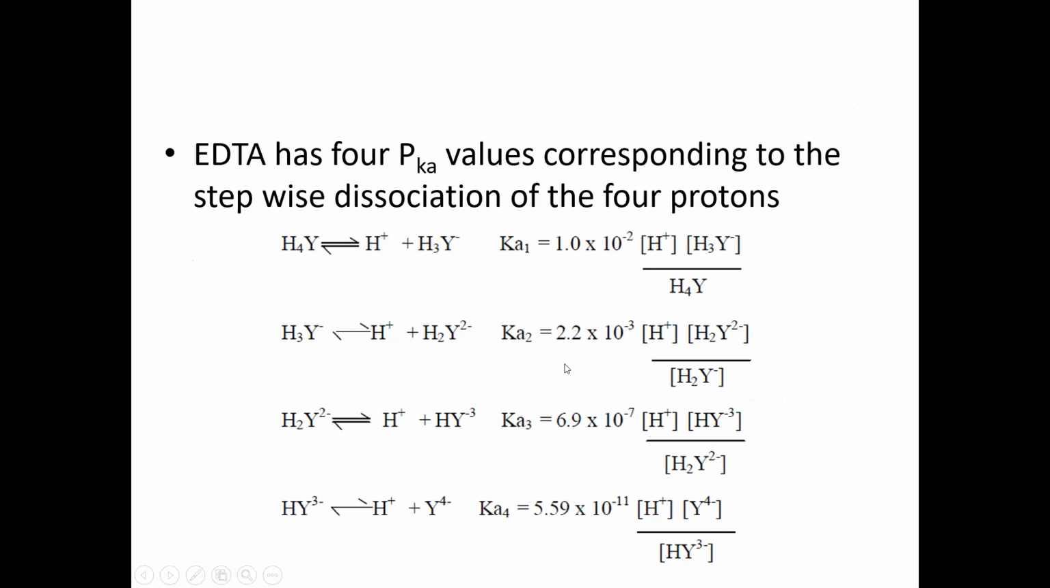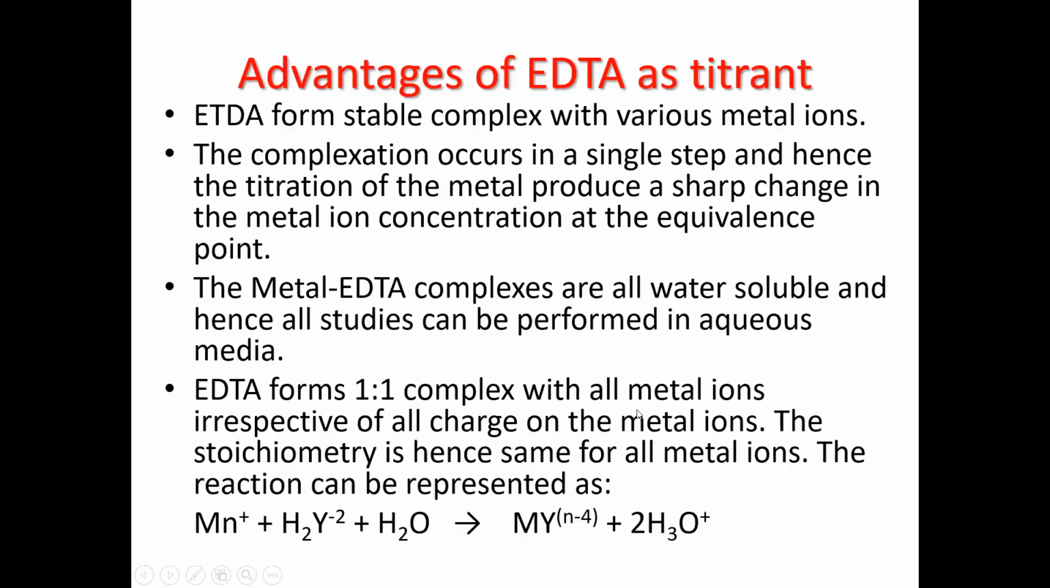You can see the Ka values, the pKa values of the four protons that are successively or stepwise dissociated can be calculated. What are the advantages of EDTA being used as a titrant in complexometric titrations? EDTA will form stable complexes with various metal ions, and the complexation occurs in a single step. And hence, the titration of the metal produces a sharp change of the metal ion concentration at the equivalence point. All metal EDTA complexes are water soluble, so the study can be performed in an aqueous media.